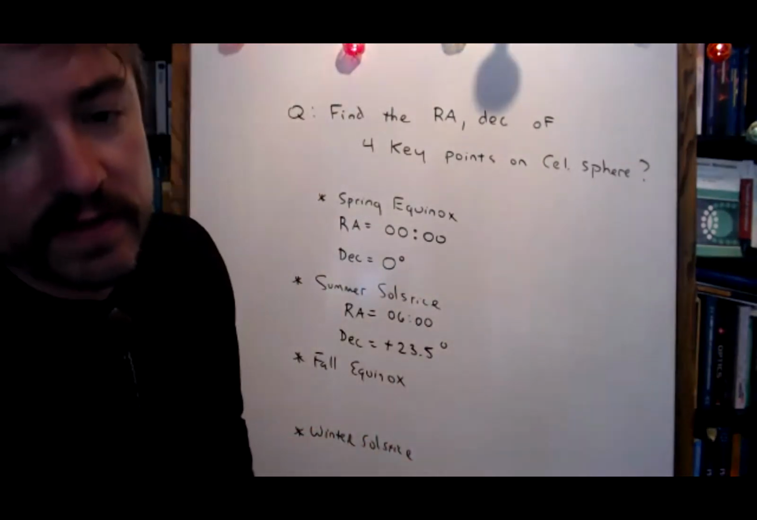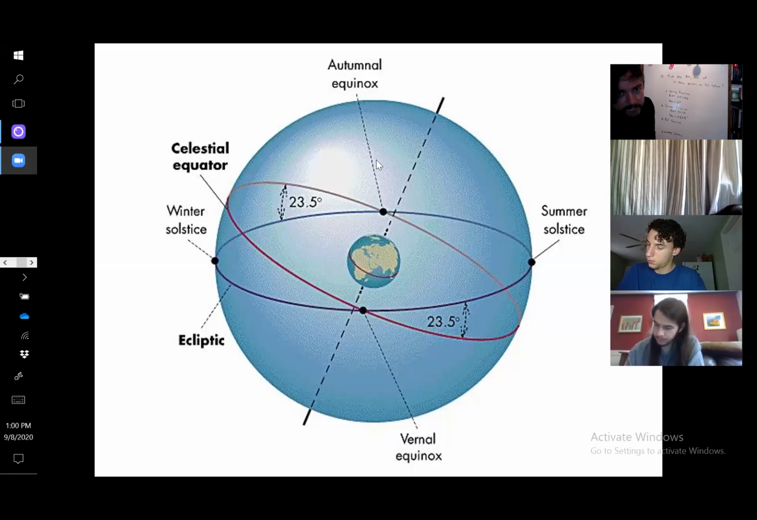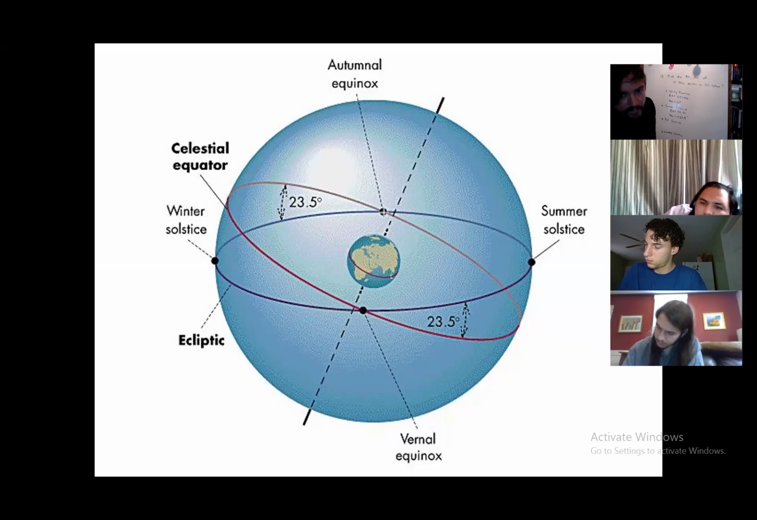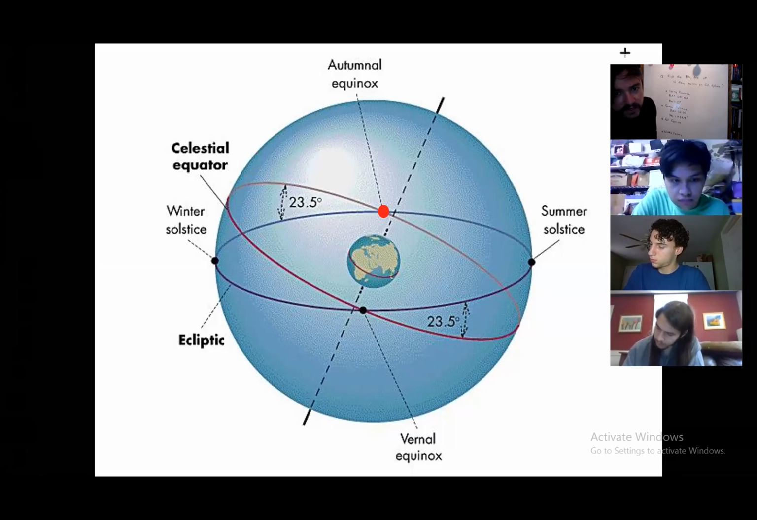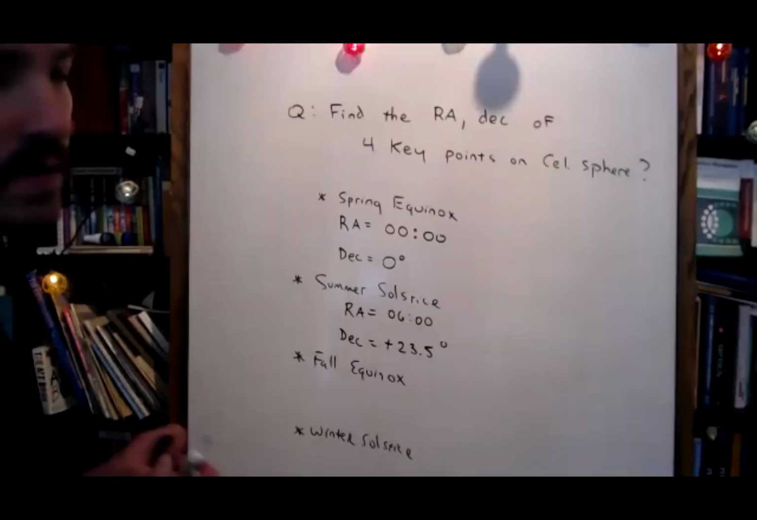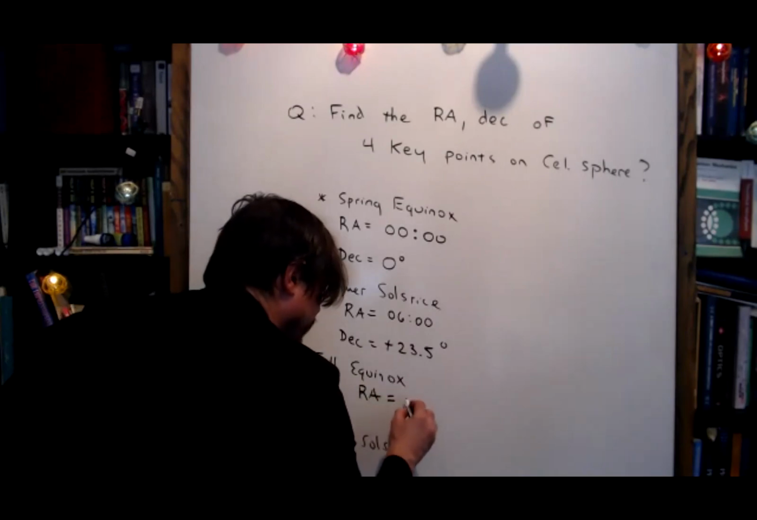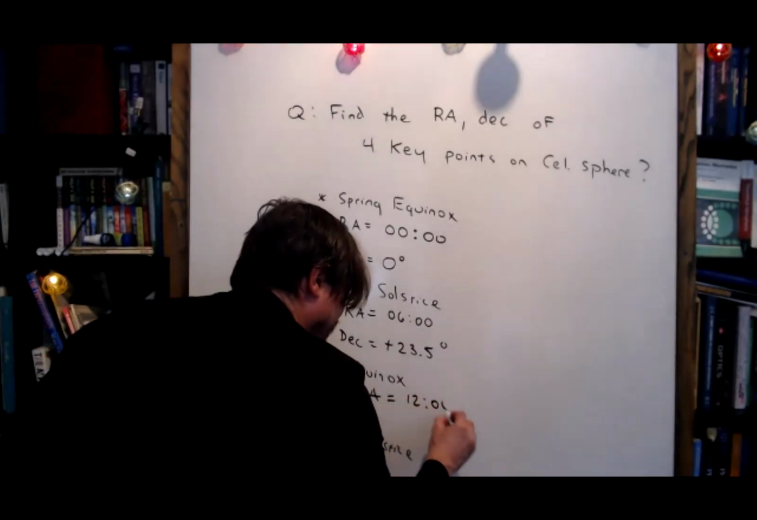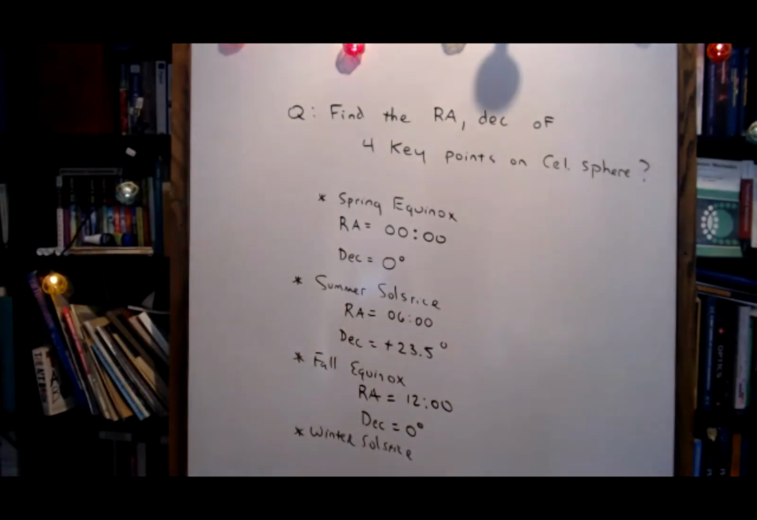How about the fall equinox? Over here. 12 hours for right ascension, excellent. And declination? 0 degrees. Yes. And Arunsak is following along too. Very good. Okay, so we'll write that down. And you can study this later yourself to try to understand what's going on. 12 hours, declination 0 degrees. How about the winter solstice?